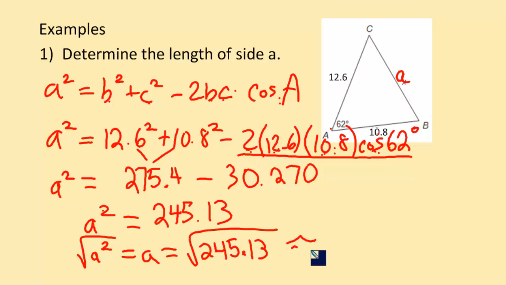Now I'm going to round this off to the nearest tenth, which gives me about 15.7. Which is kind of in line with the other two sides. A side of 10.8, a side of 12.6, and apparently a side of 15.7. Seems, I guess, fairly reasonable given the information in the problem.